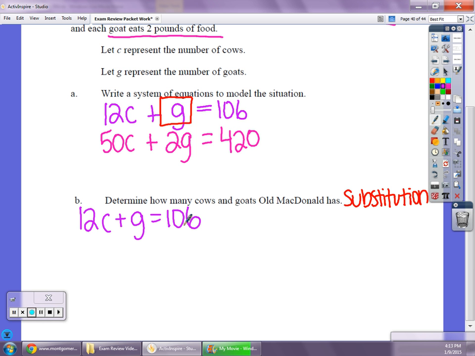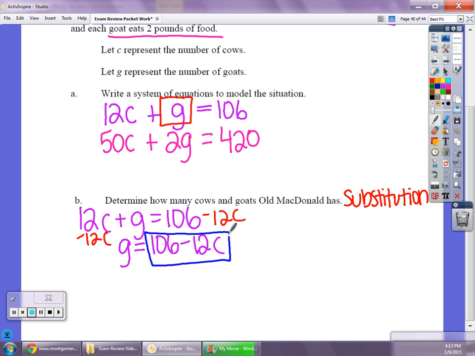Once I have G by itself, I can use it to substitute into our other equation. So I'm going to say G is equal to 106 minus 12C. So I subtracted 12C from both sides. Now that we have G by itself, we're going to substitute that expression for G into our other equation. So let's do that.